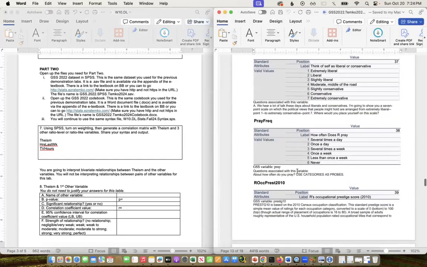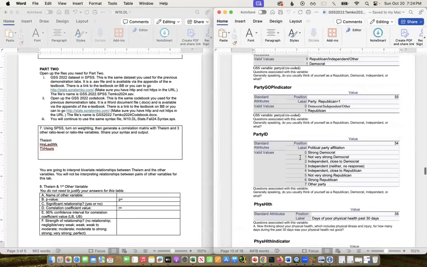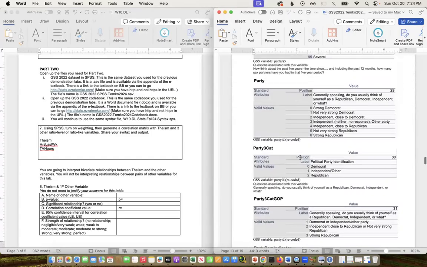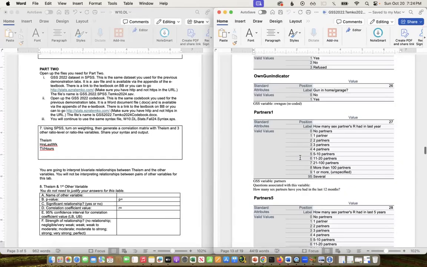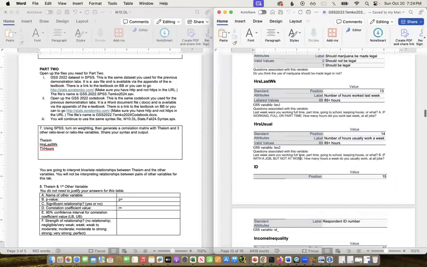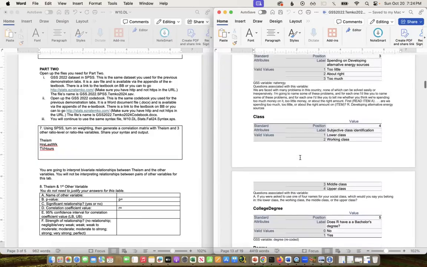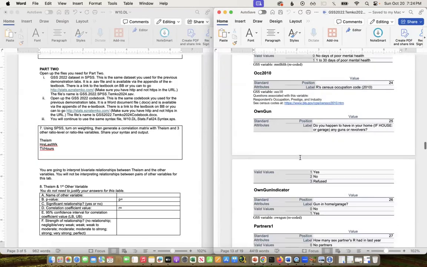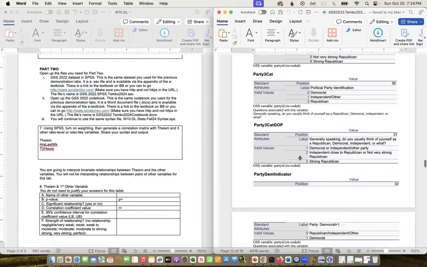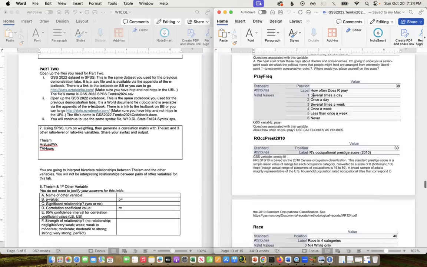We could do how often somebody prays. We could do party ID. Okay, we'll do this prayer one. Let's just keep in mind, though, for this, that as the variable increases in its coding, it actually means they're praying less.